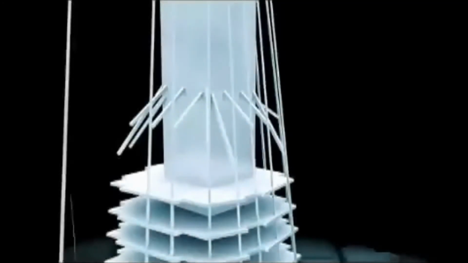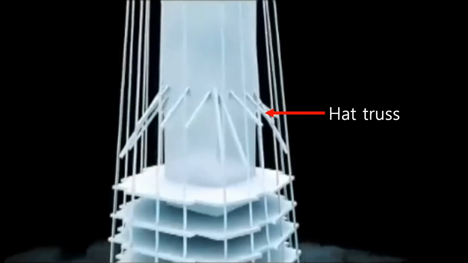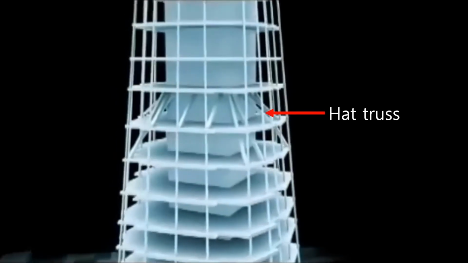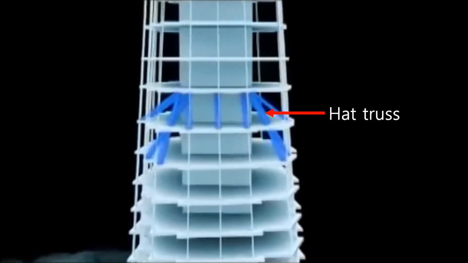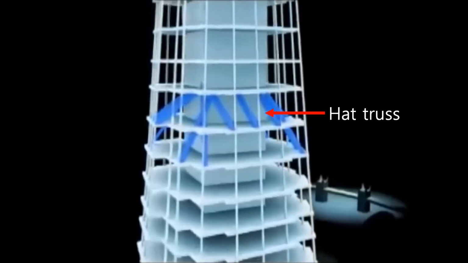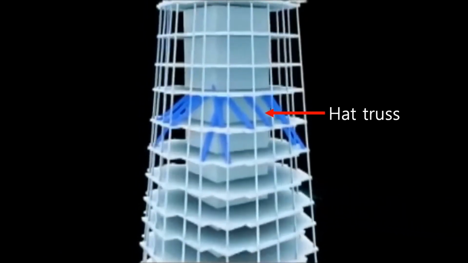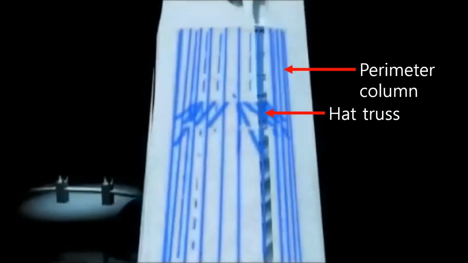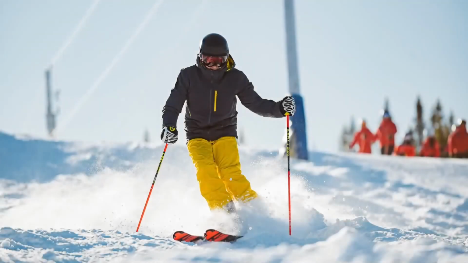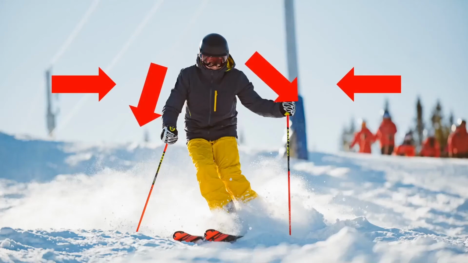And to take lateral load, engineers designed a head truss in levels 66 to 67. The head truss distributes lateral load applied to the core to the perimeter columns, so it reinforces the lateral strength of the building. It is like a ski pole. When you are skiing, something pushes you laterally. Your arm is the head truss and the perimeter column is the ski pole.